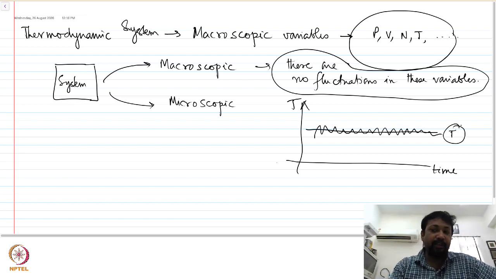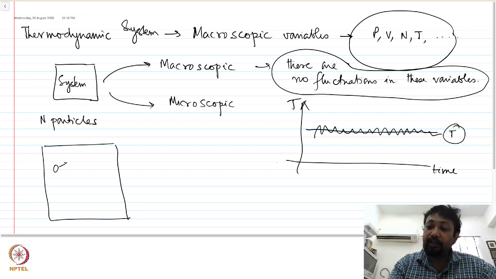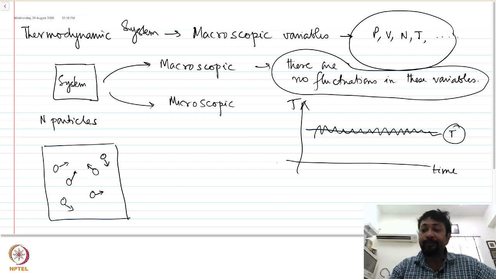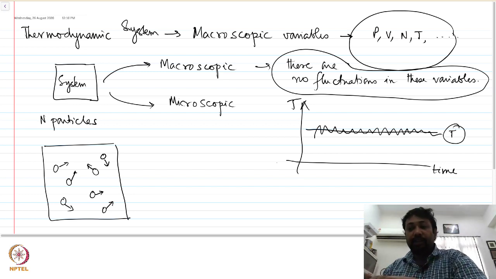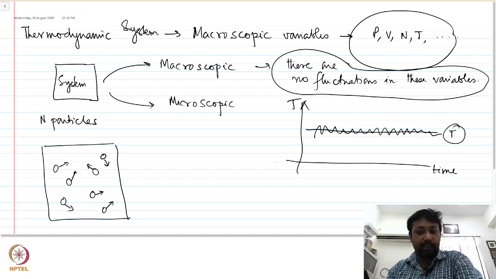In reality, for example, if your system consists of N particles which are moving along, so if I have a container which has gas particles, then I know that these gas particles are all moving around randomly, right? This is what you have learned in your kinetic theory. So clearly, this picture is different than this picture. In this picture, you can easily see that I am looking at the system more microscopically.